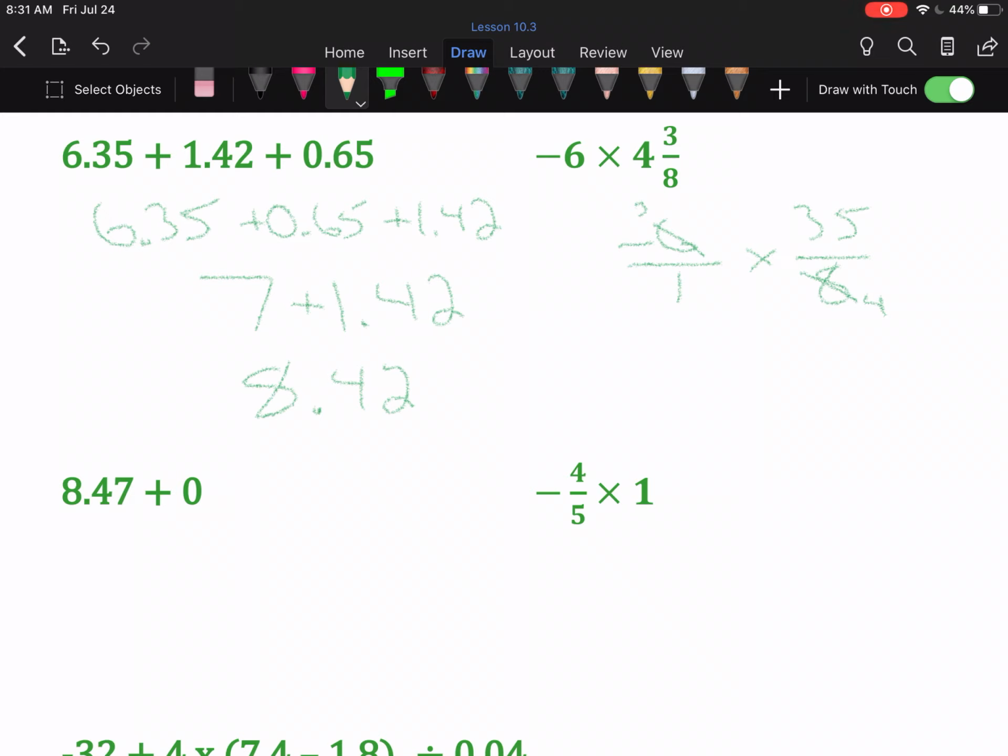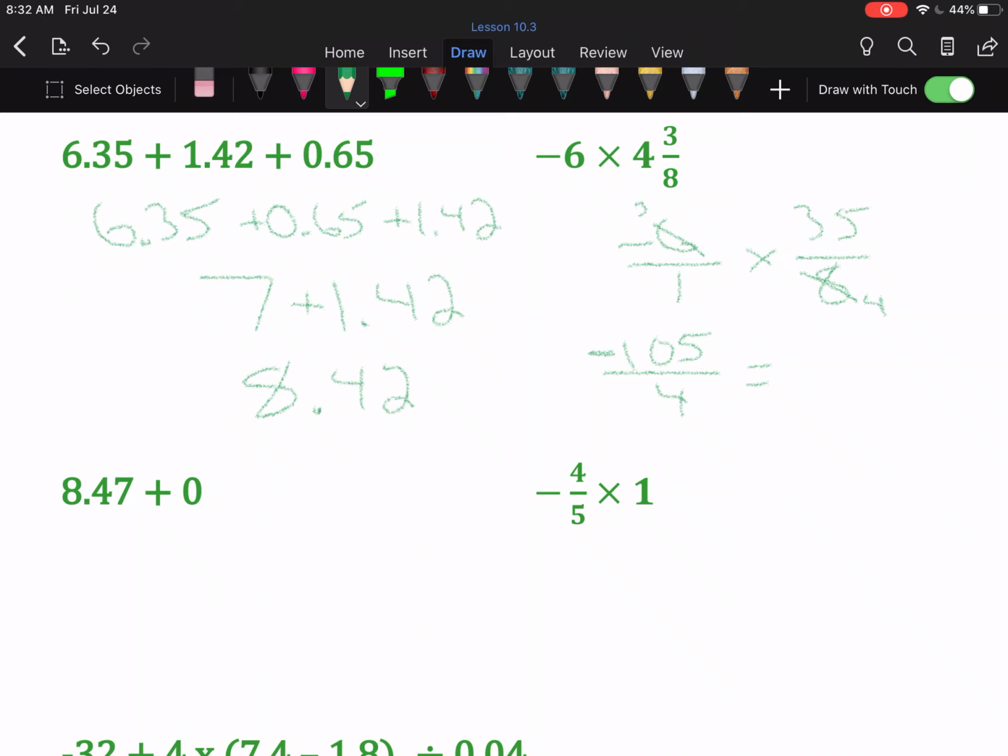3 times 35 is 105. 3 times 30 is 90. 3 times 5 is 15. 90 and 15 make my 105. 4 is by itself on the bottom. The whole thing is still negative, because remember, we had a negative times a positive.